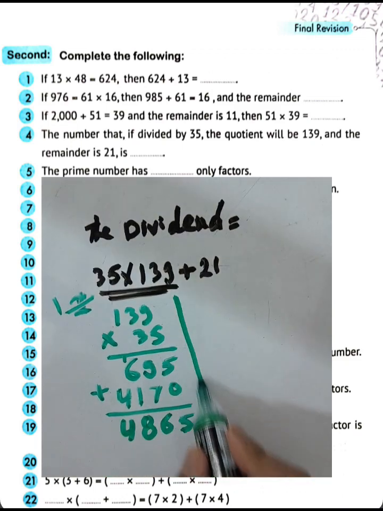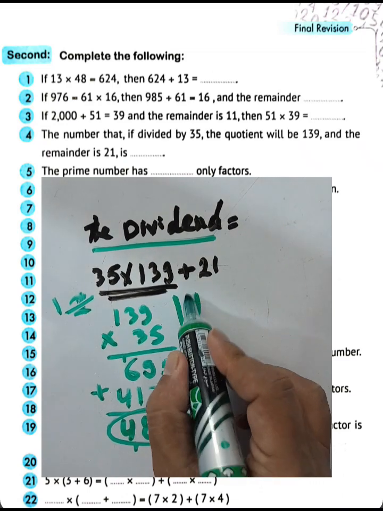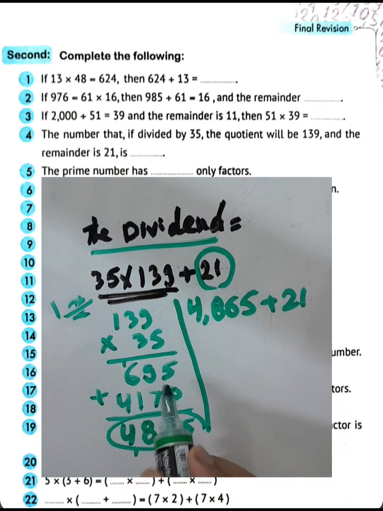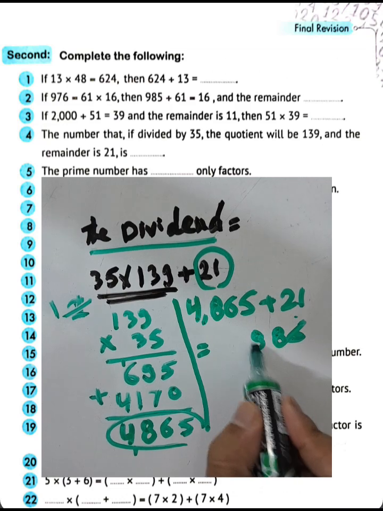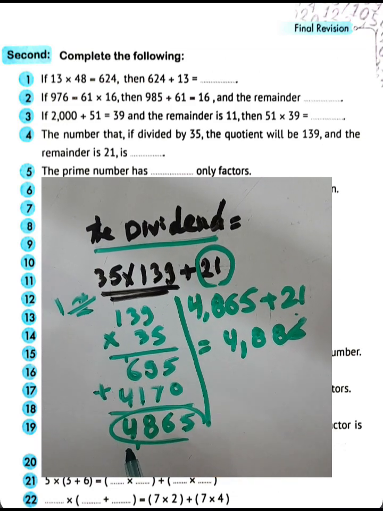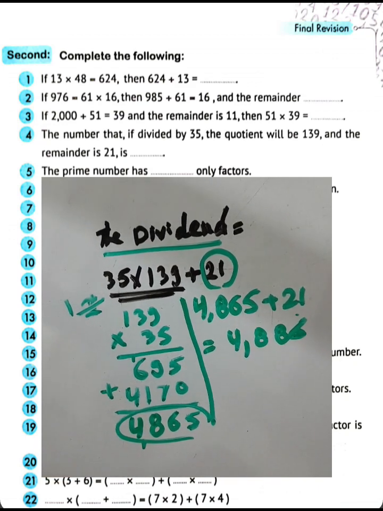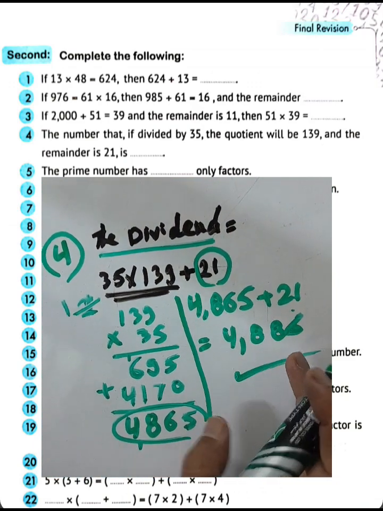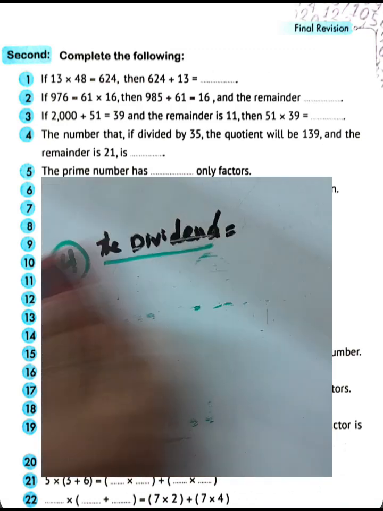So the dividend here will be 4,865 plus 21. 1 plus 5 equals 6, and 2 plus 6 equals 8. Write 8 and 4. The result will be 4,886. That was question number 4. Question number 4, the result will be 4,886.